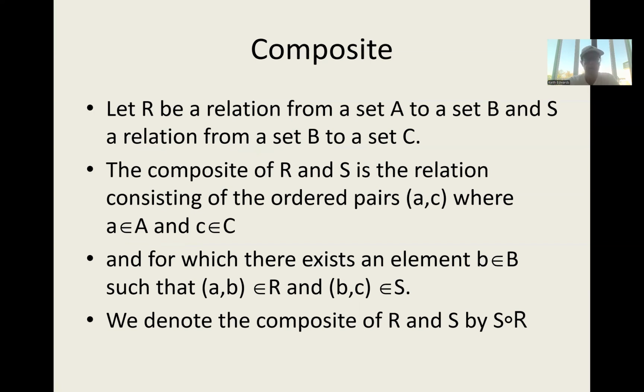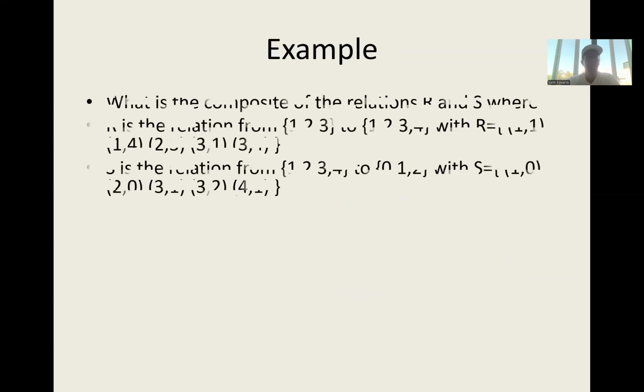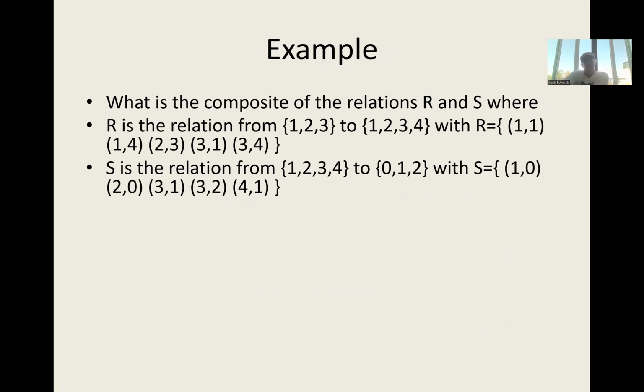We can also do composites. The composite of two relations is the relation consisting of the ordered pairs (a, c) where a is a member of A and c is a member of C. And we denote that by using a little hollow bullet point between S and R. So what is the composite of the relations R and S, where R is the relation from {1, 2, 3} to {1, 2, 3, 4}, with R being (1, 1), (1, 4), (2, 3), (3, 1), and (3, 4). S is the relation from {1, 2, 3, 4} to {0, 1, 2}, with S being (1, 0), (2, 0), (3, 1), (3, 2), and (4, 1).